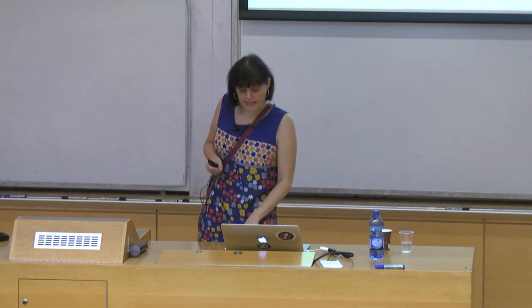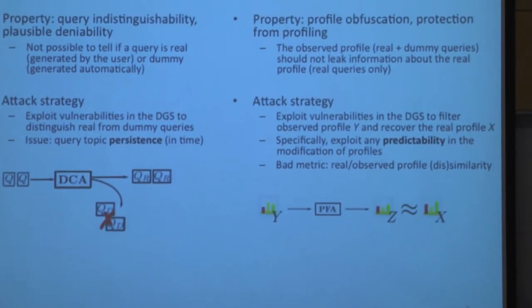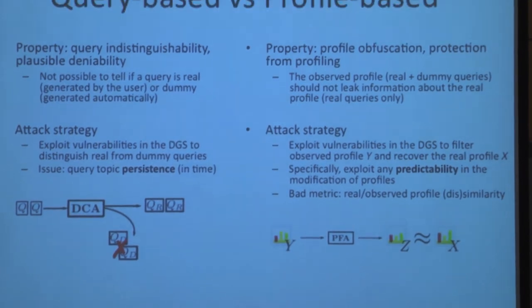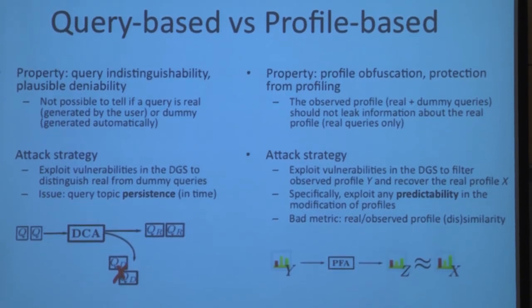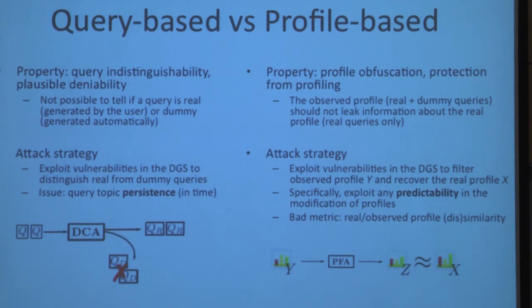What about profile-based analysis? The property that we seek here is profile obfuscation. We define profile obfuscation as the idea that given the observed profile, even after you filter it, you should not gain information, or you should gain as little information as possible about the real profile, the clean profile that only contains real queries. Interestingly enough, this is not how people who propose systems that operate mainly at the profile level thought about the privacy property. They thought about it typically in terms of similarity or dissimilarity.